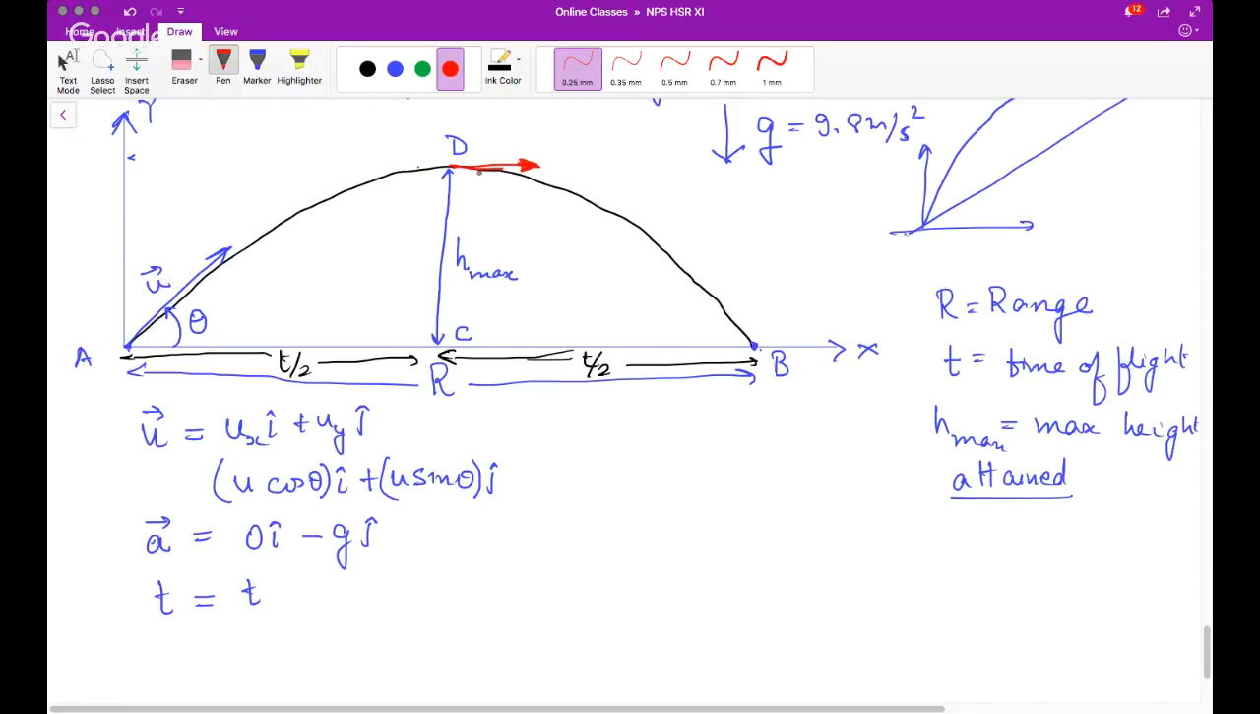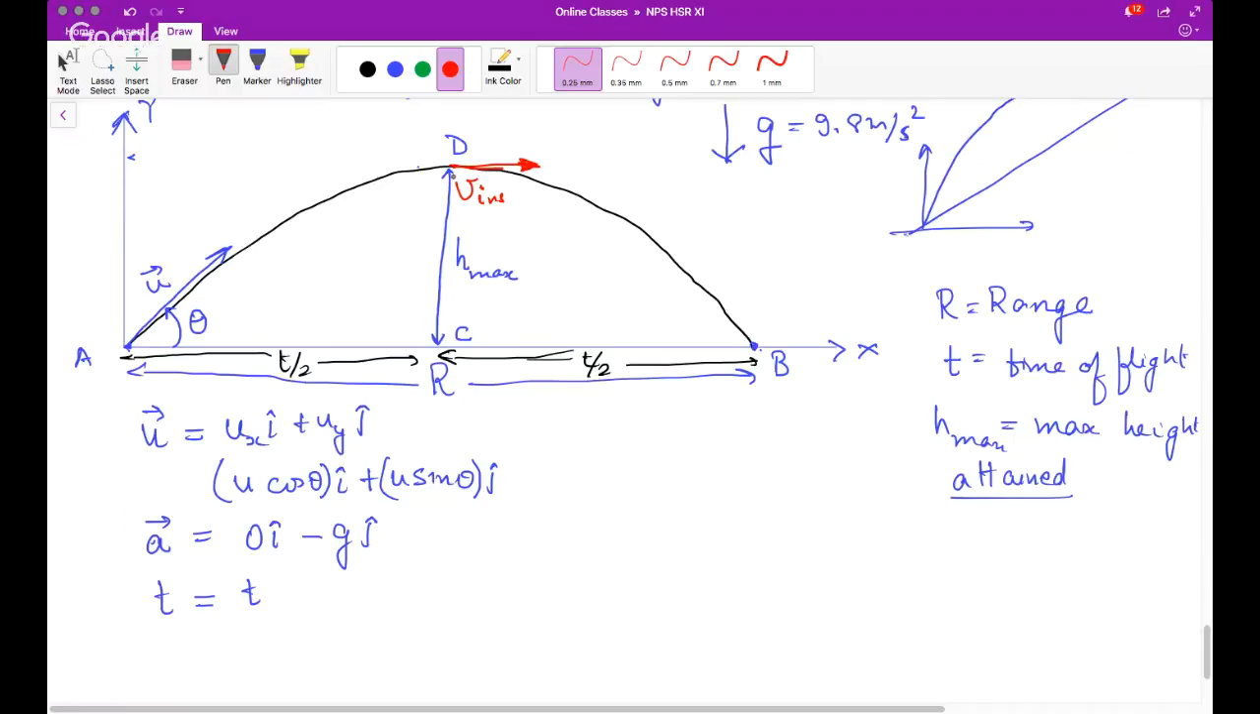Now if you see, this is the instantaneous velocity, let's say v instantaneous, at this point. If you see, this is totally horizontal. That means there is no component of velocity in the vertical direction. That means here the y component of velocity is 0. That means it is not going up any further. From here on, it will start going down.